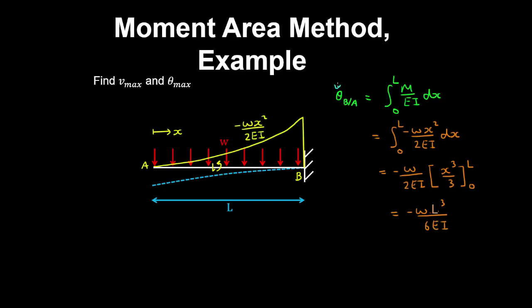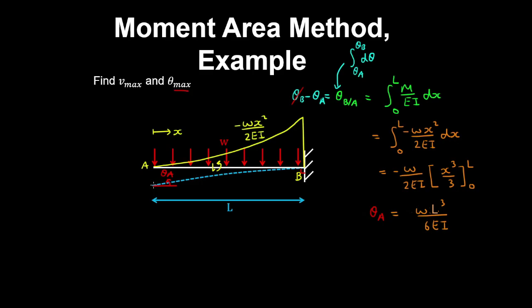And you can visualize theta B relative to A as the integral over theta, evaluated from theta A to theta B. So that'll give theta B minus theta A. And we know the rotation at B is 0 for a cantilever. So what you get is minus theta A on the left hand side. And the negatives cancel to give you a positive rotation, which is anti-clockwise at the tip of the cantilever. And that's the maximum rotation.